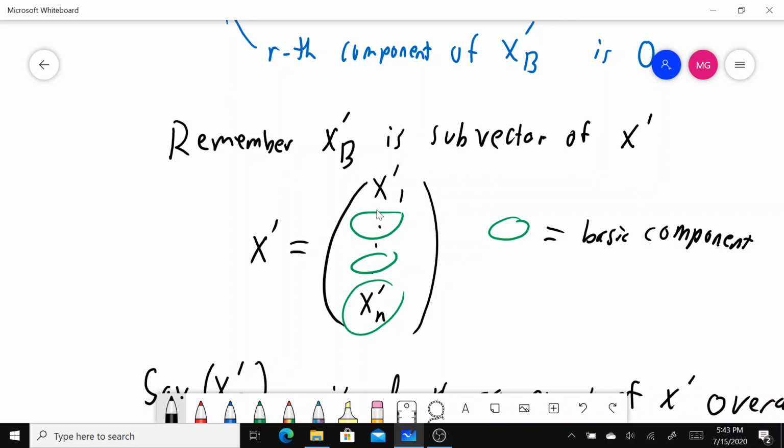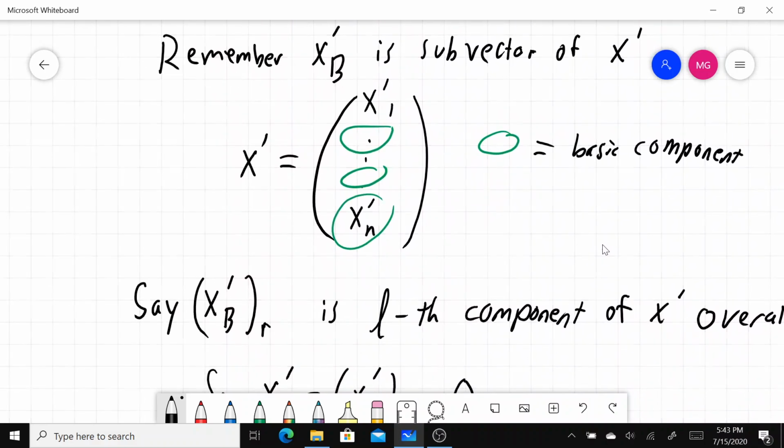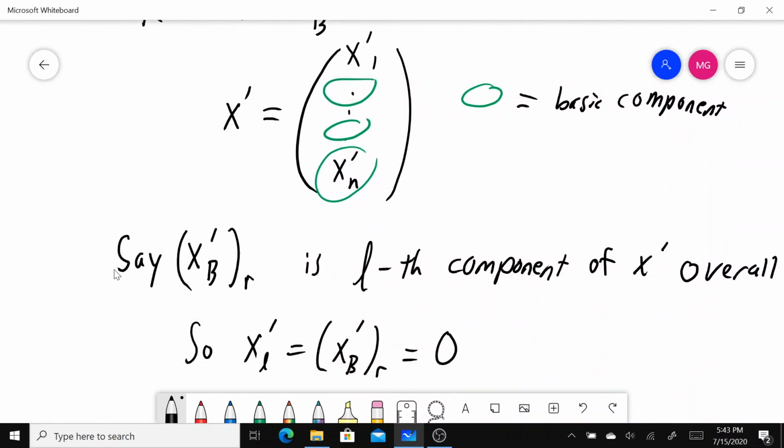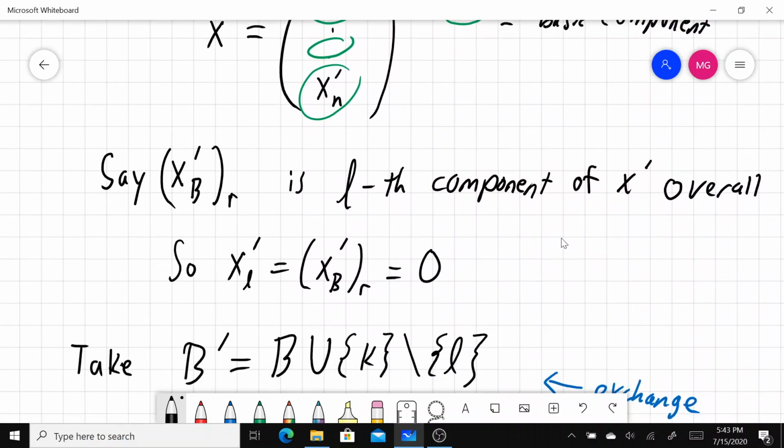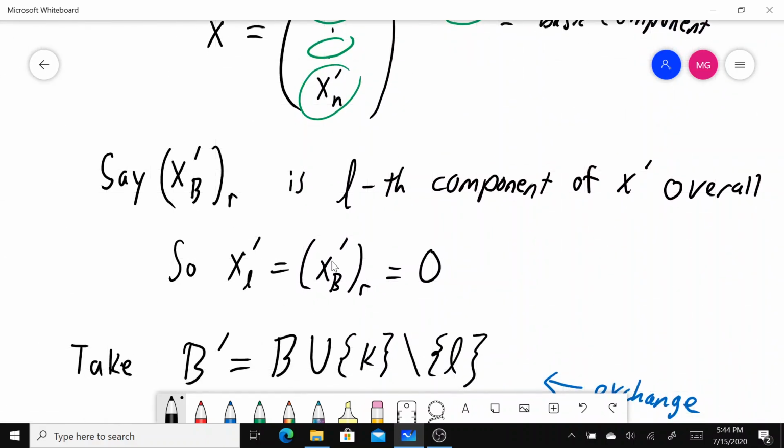But in the overall vector, that's just some component with index not r, but some other index, because it's in the context of this overall vector. So what entry have I hit in the overall vector? If I count r down amongst the green circled ones, what component is that in this overall vector? Let's call it the lth component. So say x prime sub b sub r is the lth component of x prime overall. And so xl prime is the rth basic component of this vector, so it's 0.